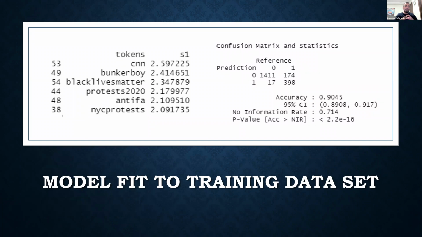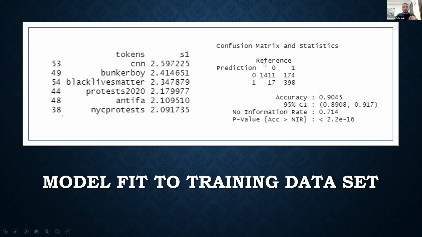After that, we did the model fit and trained on the training data set. In this case, we see that anything above 1, or positive, like CNN, Bunker Boy, Black Lives Matter, Protest 2020, Antifa, and NYC protests, are driving signal as a political term or token.